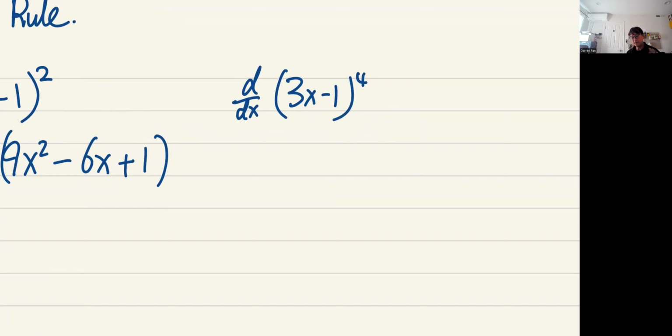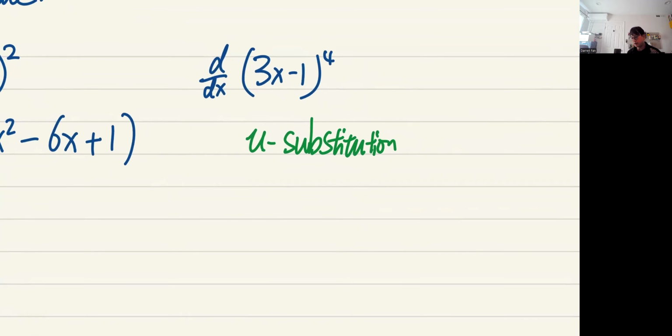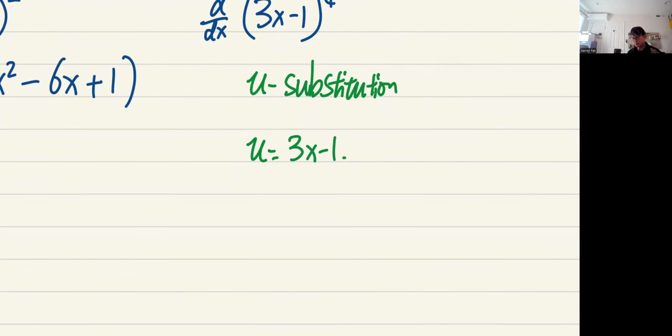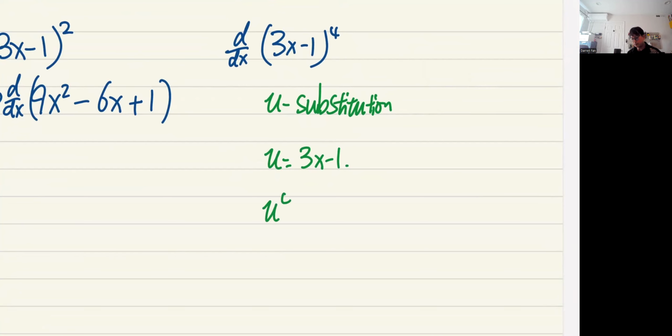So, okay, if I'm going to take a derivative of that, I believe the best way is using U substitution. The reason we're using U substitution is that it gives you a better way of knowing what's going on, right? Let's think about this U. U is equal to 3x minus 1. So now the question becomes what? U to the 4, and you're trying to take a derivative of that, right?